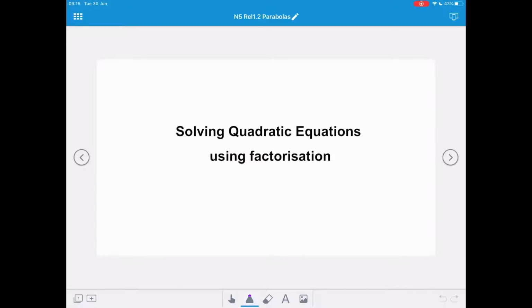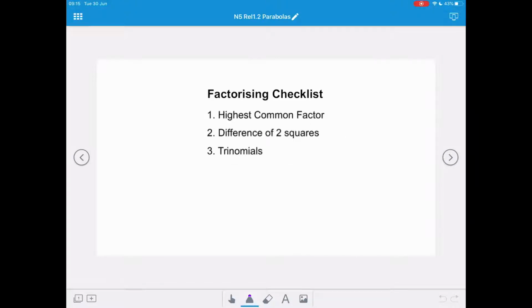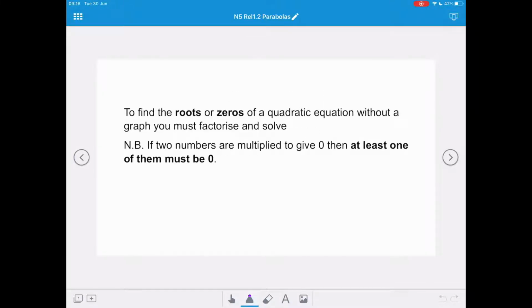Now we've looked at solving quadratic equations using a graph, now we're going to look at using factorisation. So we need to think back to our factorising checklist. The first thing we're going to look for is a highest common factor, then a difference of two squares, and finally a trinomial. So to find the roots or zeros of a quadratic equation without a graph, we must factorise and solve. And remember that when we're solving, that means that we're making our function of x equal to zero.